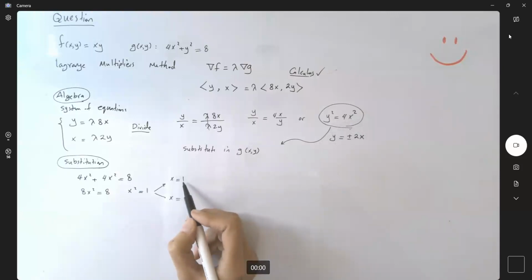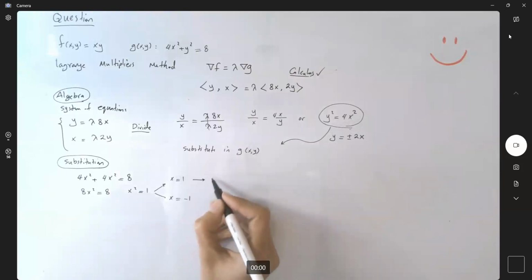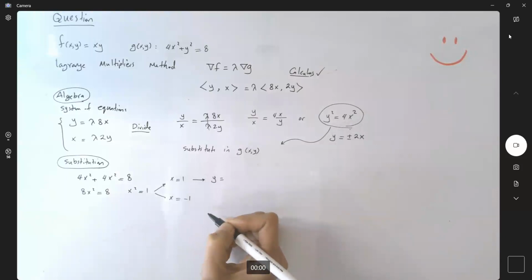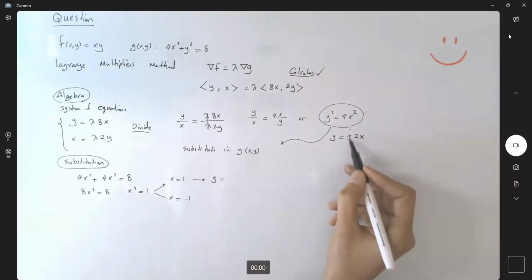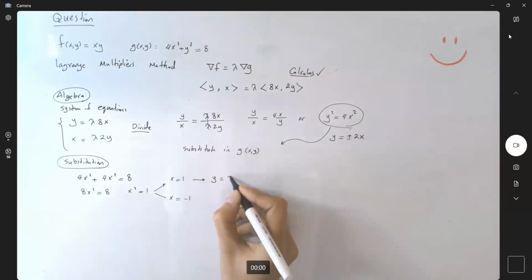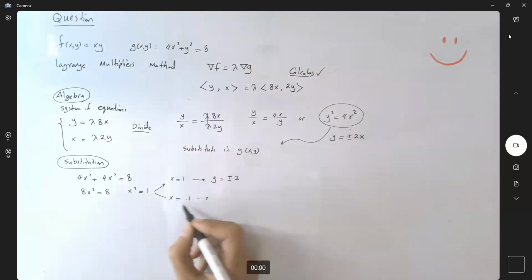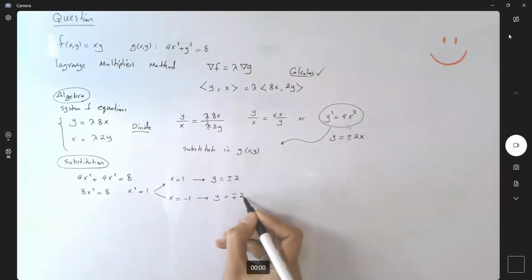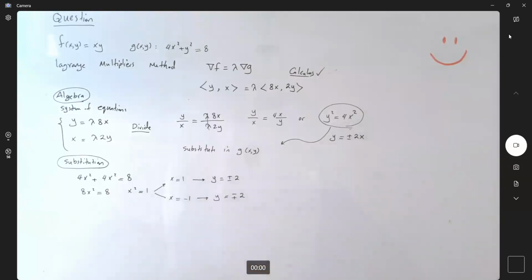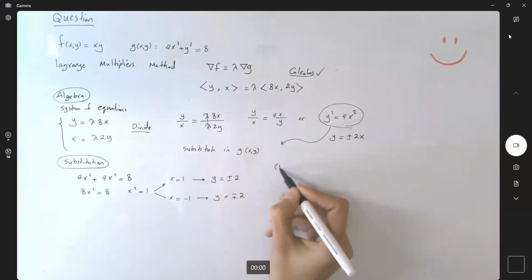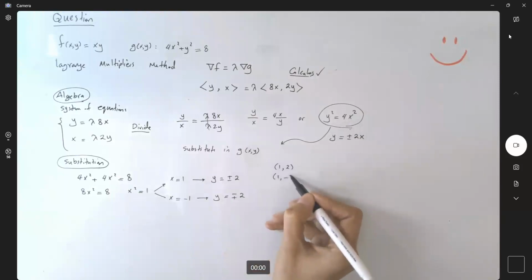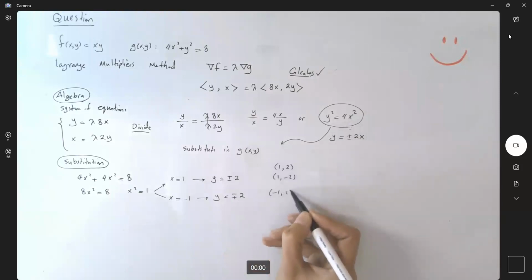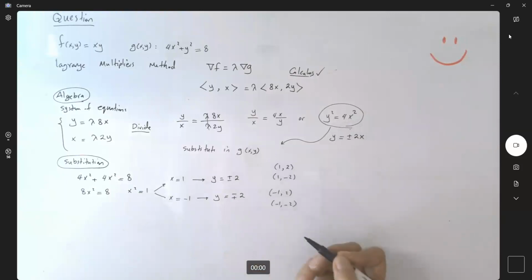When x is 1, your y becomes plus or minus 2. When your x is negative 1, your y becomes minus or plus 2. So what's the meaning of that? It means that we ended up having 4 points: (1, 2), (1, negative 2), (negative 1, 2), (negative 1, negative 2).